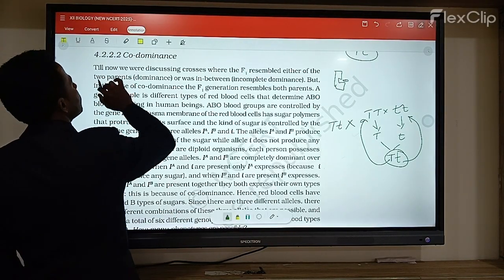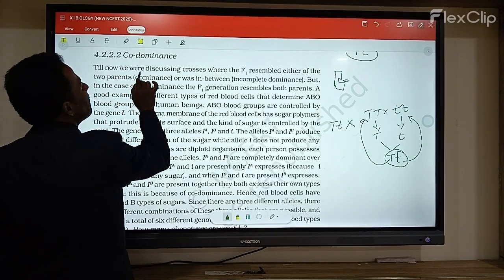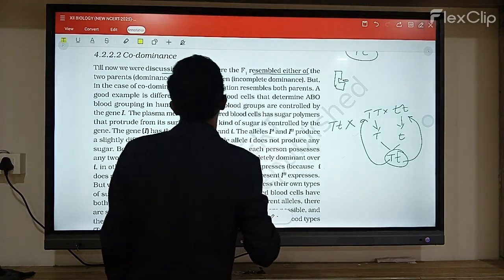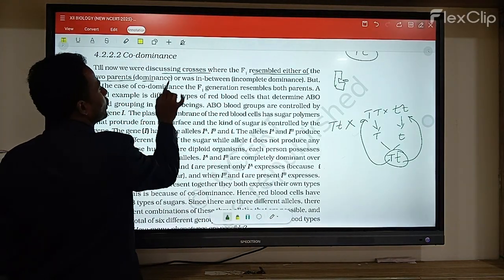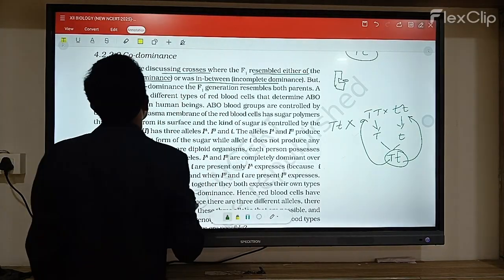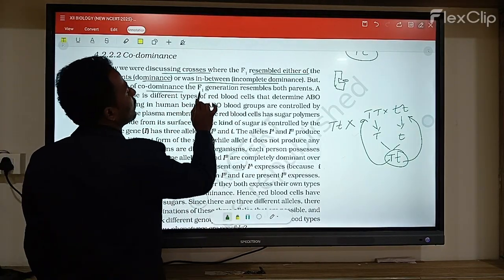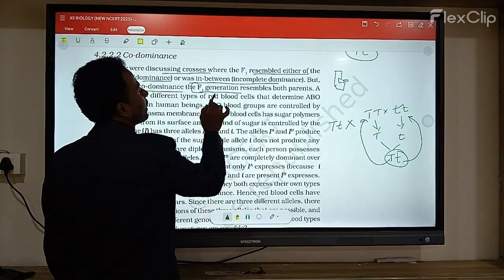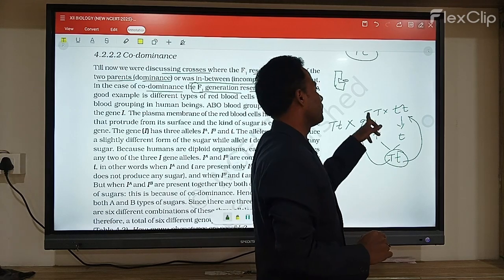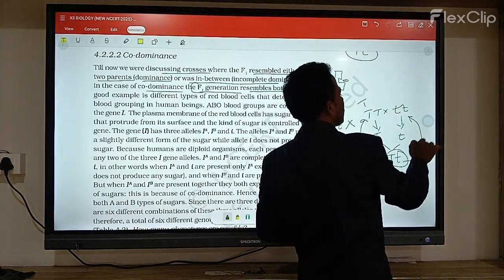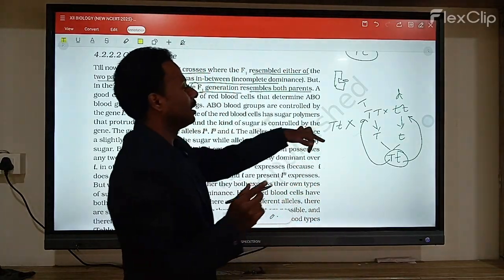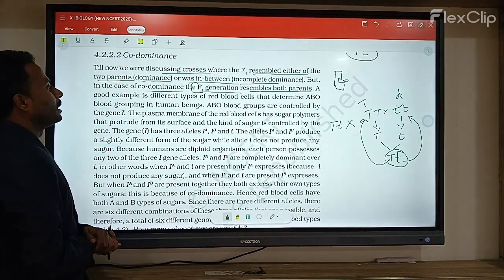Okay, till now we have been discussing crosses where the F1 resembles either of the two parents, one being dominant, or was intermediate in incomplete dominance. But in the case of codominance, the F1 generation resembles both parents. For example, the tall and the dwarf characters both appear in the F1 generation. That is called codominance.